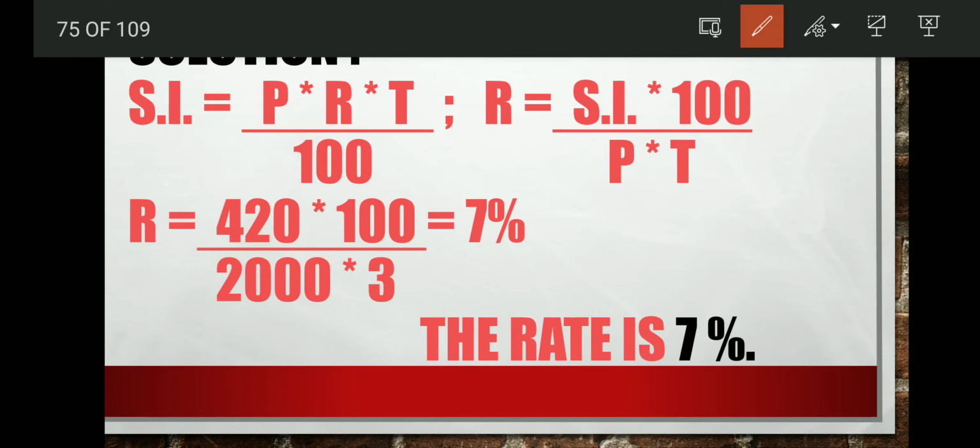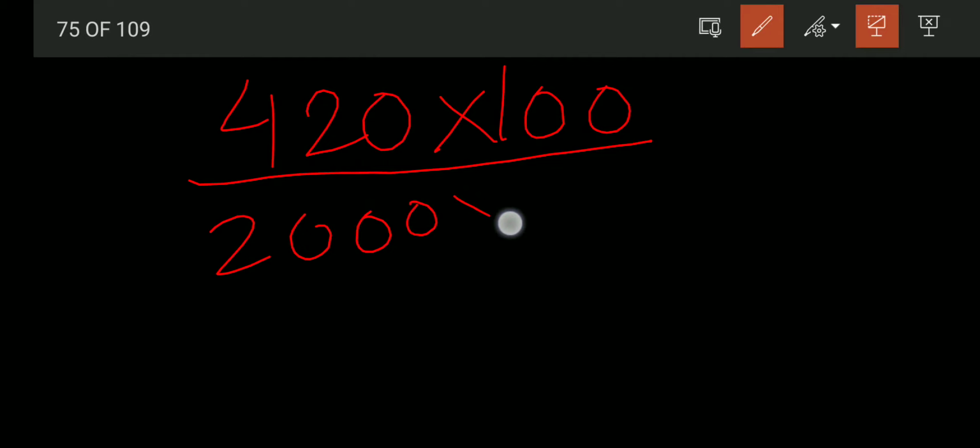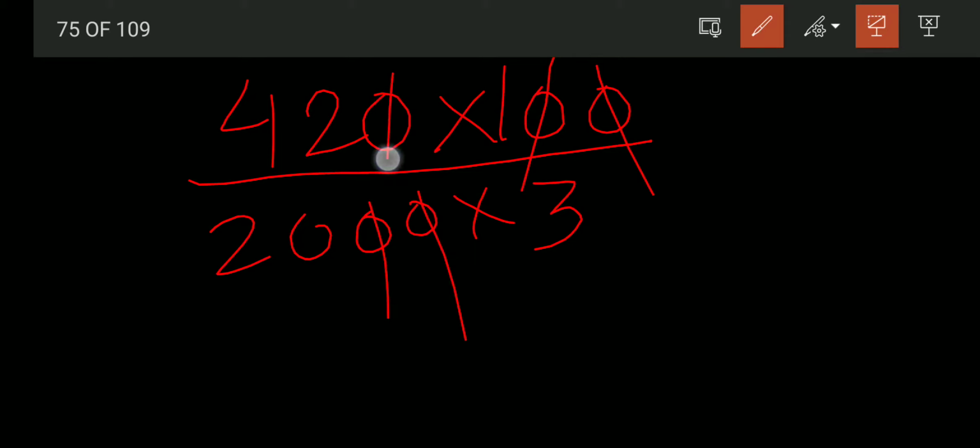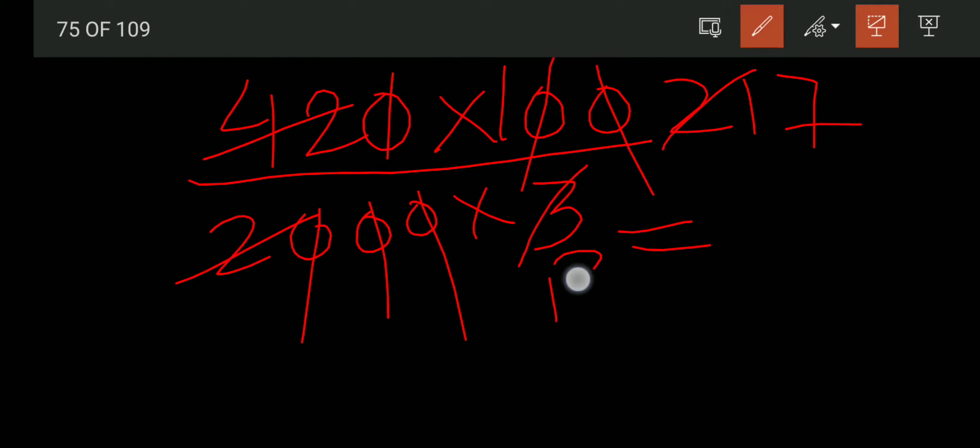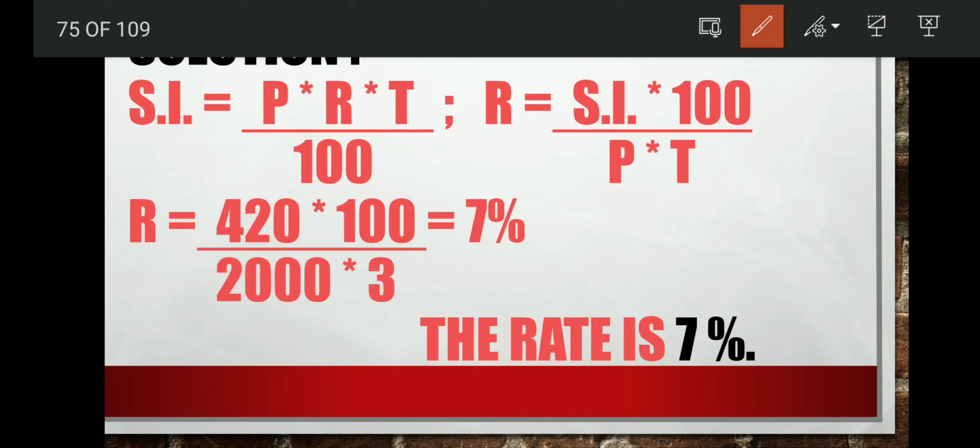Now let us find out the sum. SI is 420 into 100 divided by P into T, that is principal is 2000 and time is 3 years. Now the 1 0 and 1 0 get cancelled, second 0, third 0. Now cancel it with 2: 2 2s are 4, 2 1s are 2, 3 7s are 21. So R equals 7%. So this is our answer. 7% is the rate of interest.